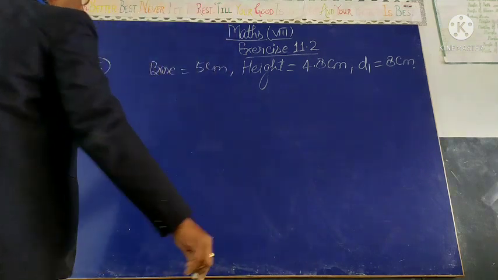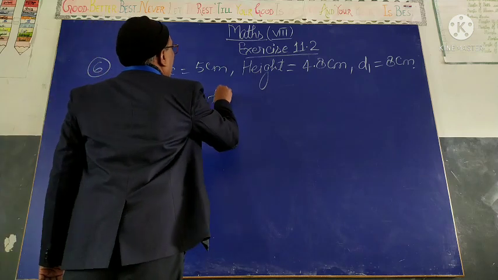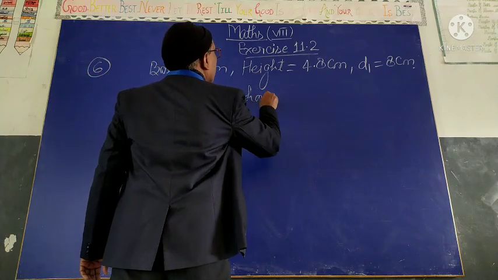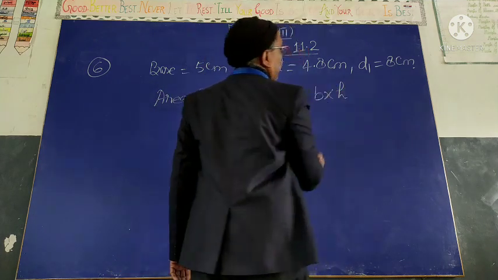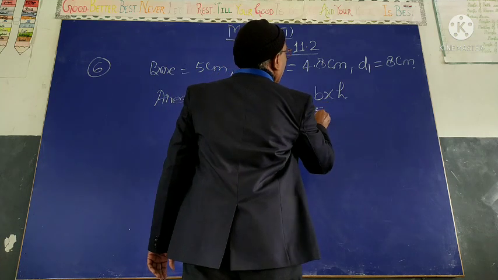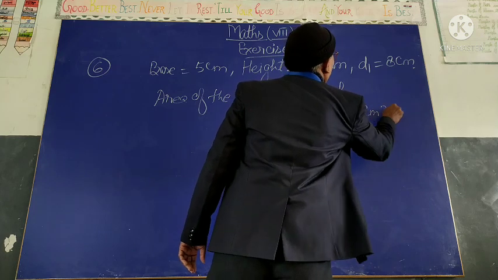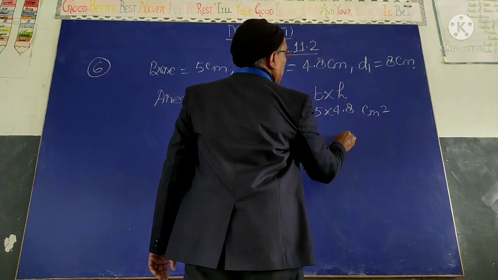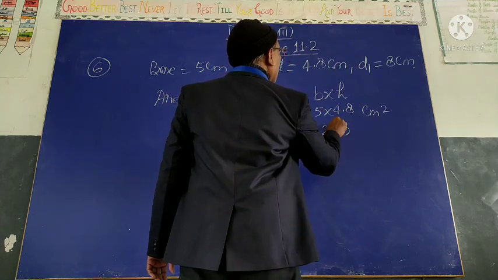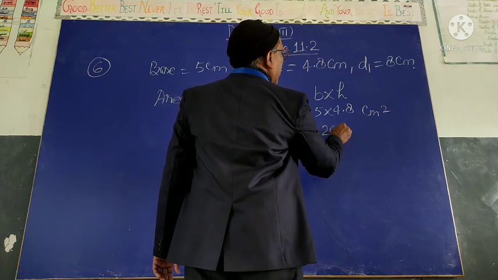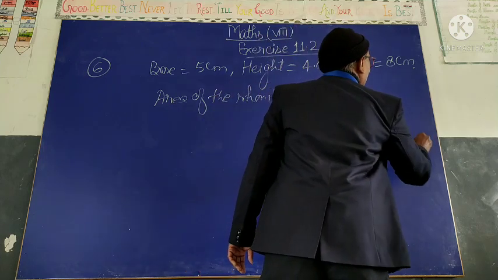First of all, you find out area of the rhombus. Area of the rhombus is equal to base into height, means 5 into 4.8 centimeter square. You get 5 8s are 40, 0 and 4 carry, 5 4s are 20 and 4 is 24, and decimal is placed after 1 digit. You get 2.4 centimeter square. It is your first answer.